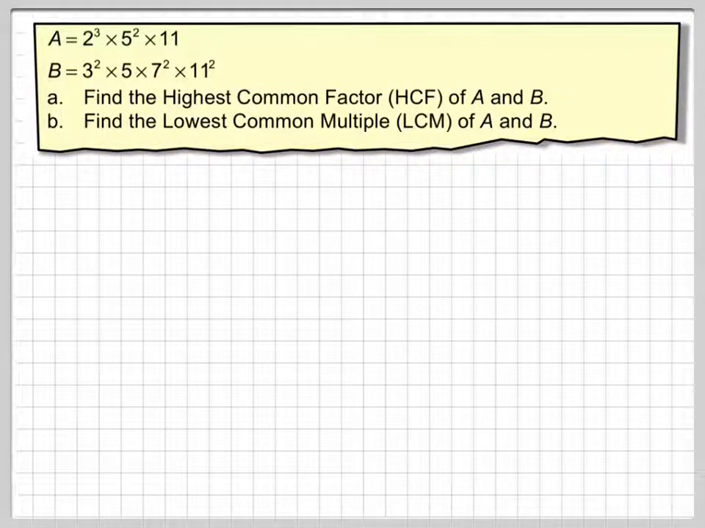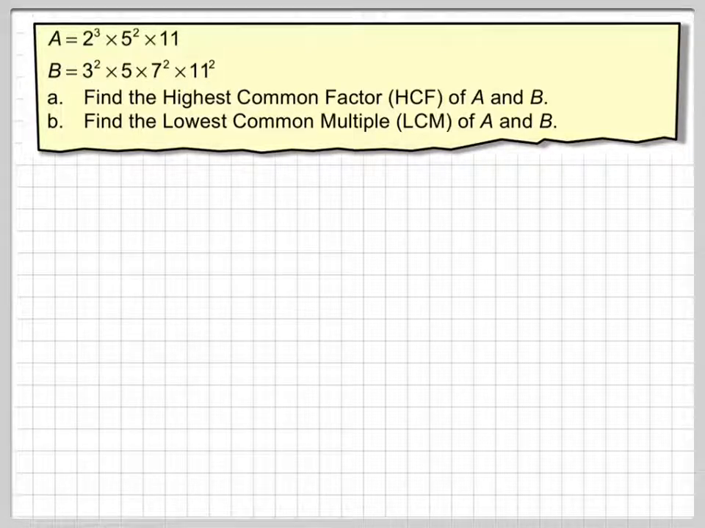A is equal to 2 cubed times 5 squared times 11. B is 3 squared times 5 times 7 squared times 11 squared. Find the highest common factor HCF of A and B, and find the lowest common multiple of A and B.